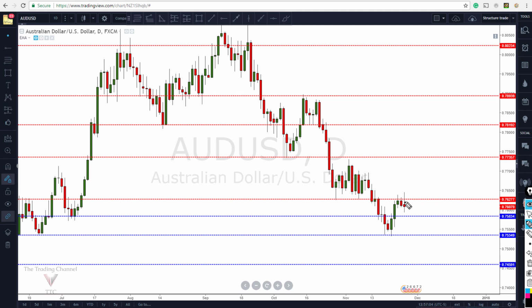So let's go ahead and point out all of these key levels. If we push up, we can look for some long opportunities all the way up to the 0.7735 on the Aussie dollar. If we break above that level, we'll look around the 0.781 area as our next level of resistance.